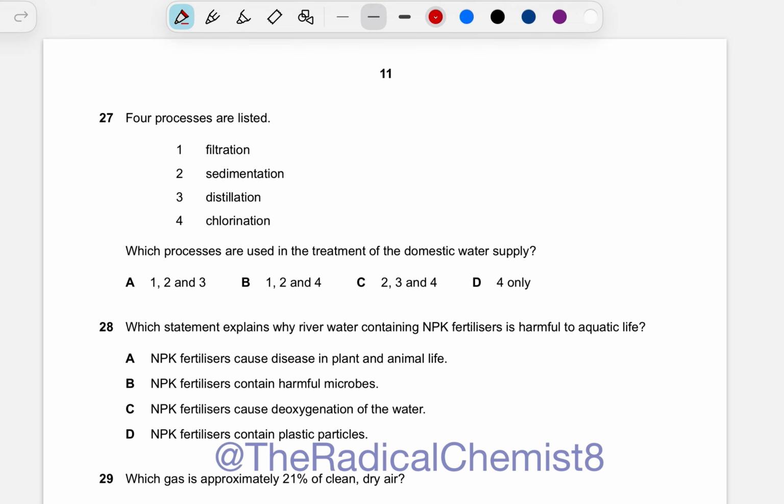Next, 4 processes are listed. Which processes are used in the treatment of domestic water supply? So here it's useful just remembering that treating water involves these main steps. So you've got sedimentation. This is normally used to remove solids. Then you filter it, so filtration. Then you use charcoal to remove tastes and odors. And then finally we chlorinate it, so chlorination.